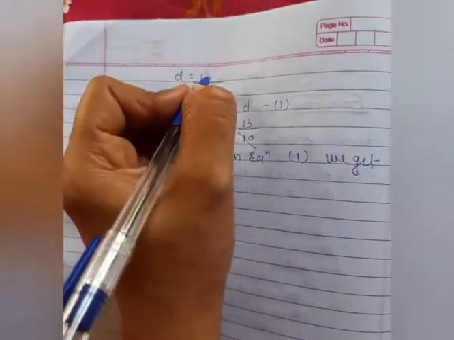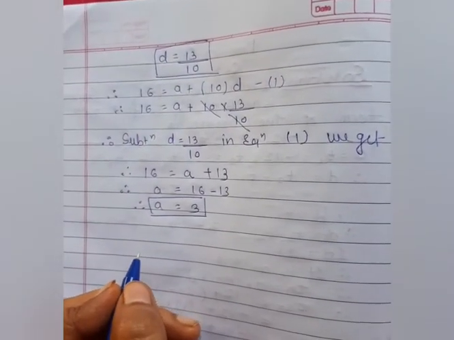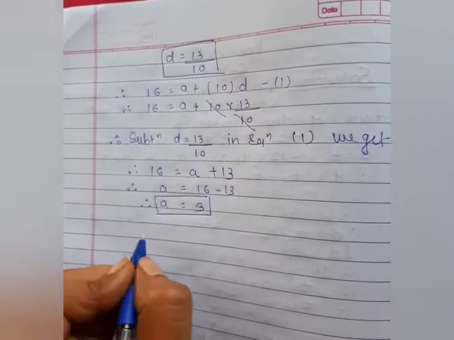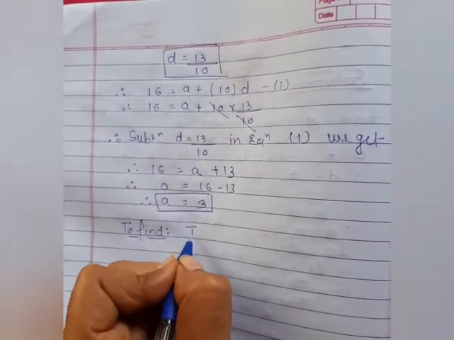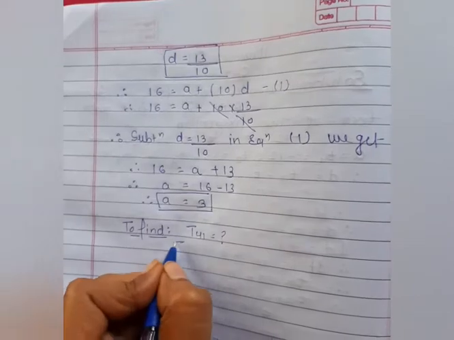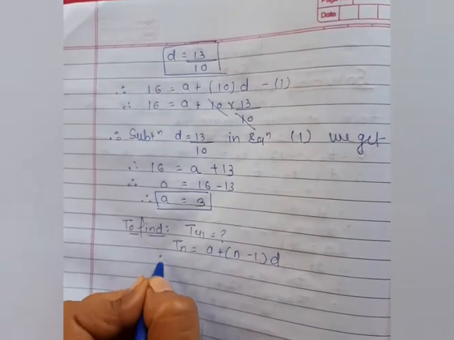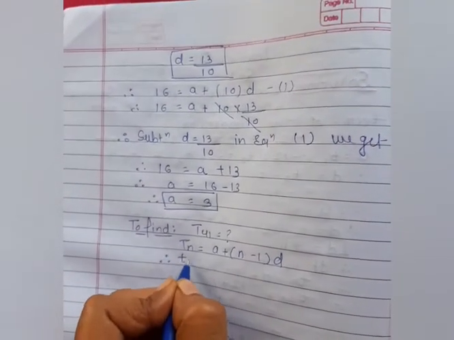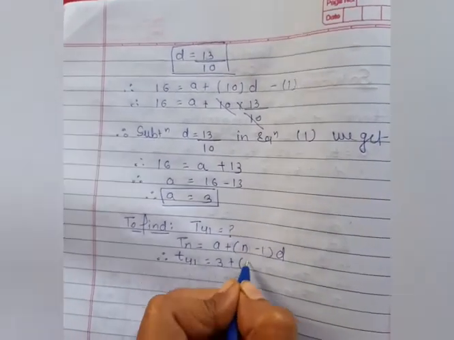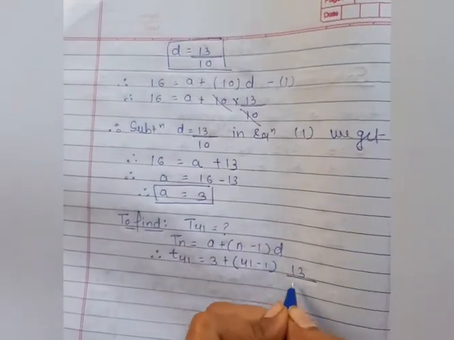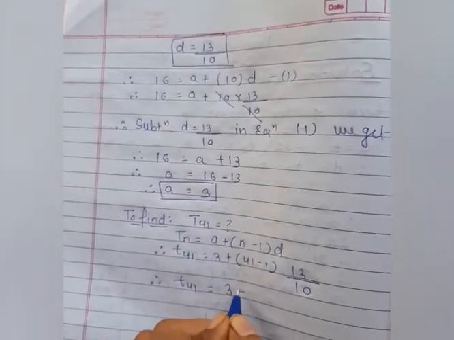So here students, we are getting the value of d, that is 13 by 10, and the value of a is 3. In this question we have to find the 41st term, that is T41. Clear? As you know very well, the term formula is t n equals a plus n minus 1 into d. So T41 is equal to the value of a, 3, plus, in the place of n, 41 minus 1, and the value of d is 13 by 10.